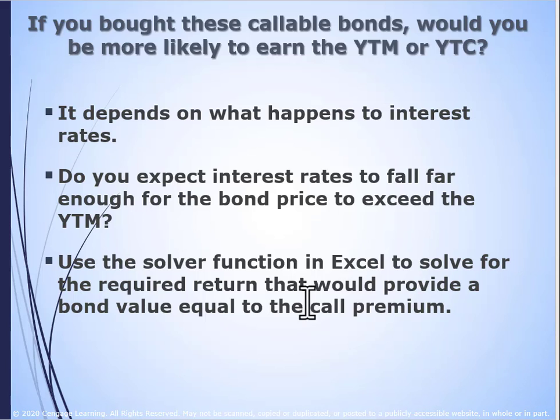And you can do this if you're familiar with Excel at all. You can use a solver function to solve for the required return or the yield that would provide a bond value equal to the call premium. Again, if you're familiar with Excel, it's something that you might want to explore, what that yield would have to drop to.